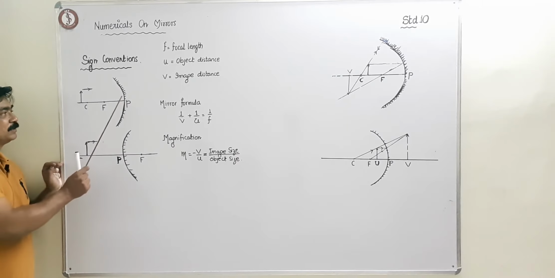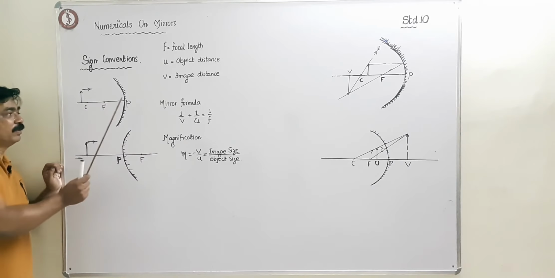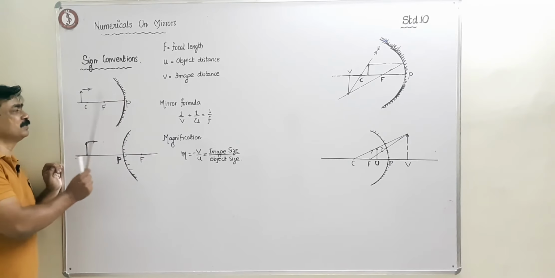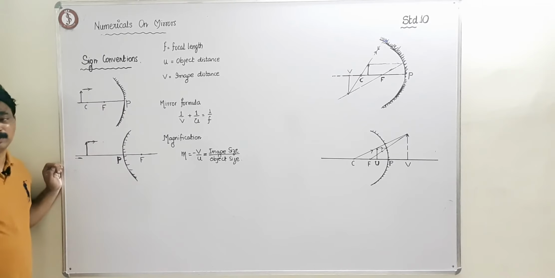Now the object distance, suppose I am again asking Sachin, the object is at a distance of, say for example, 25 centimeter, plus or minus?